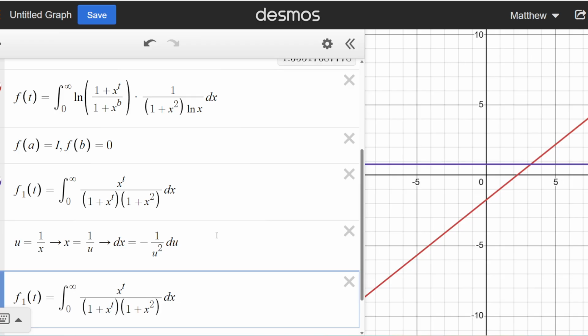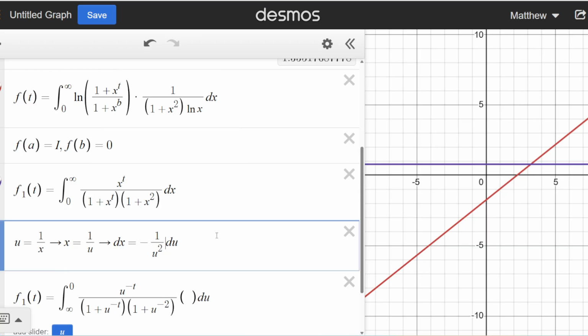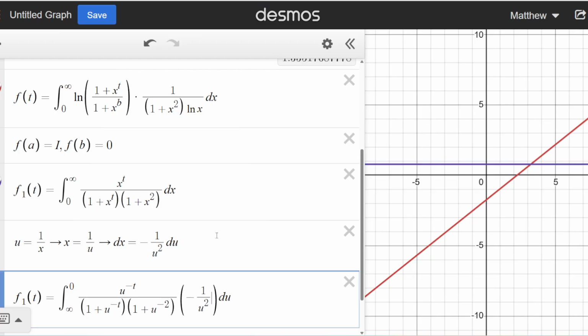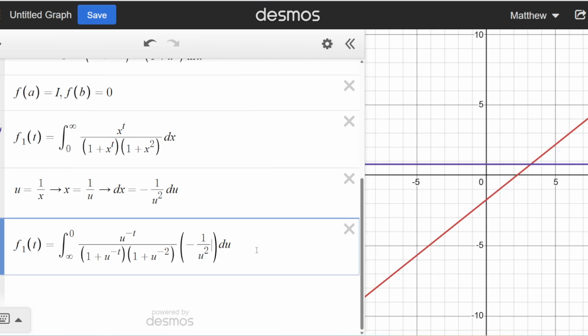All right, u is 1 over infinity, that's 0. 1 over 0 is infinity. We're going to get u to the negative t here. This will become a u to the negative t. This will become a u to the negative 2. And we'll go ahead and put a parentheses here. This is going to become a du. And we will have negative 1 over u squared there. Now, let's use this negative sign to switch our bounds of integration.